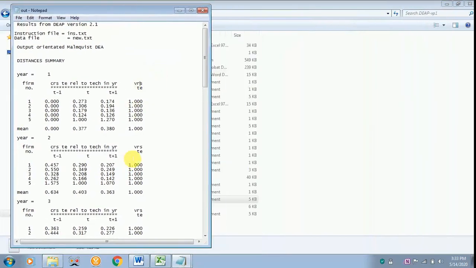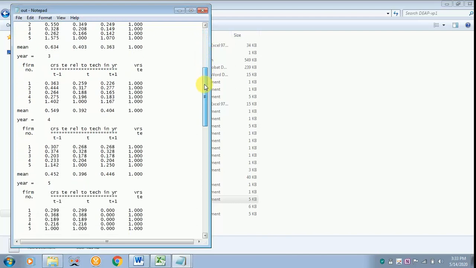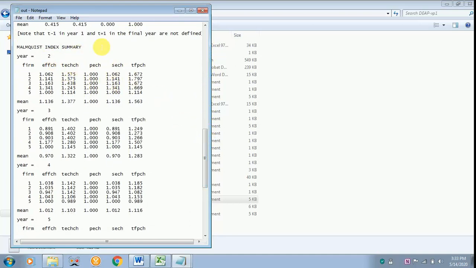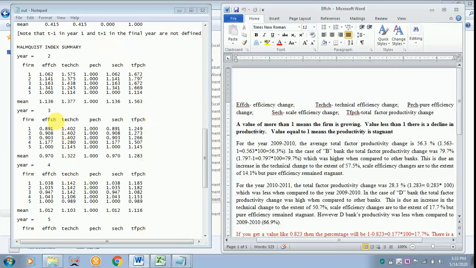Please note, we are not interested in this distance summary. We are going to start from the Malmquist index summary for year 2 compared with that of 1. Let's see how it has to be written. What is EFCH? Everything is written over here; you can just scroll down. Please understand, if a value is more than 1, it means that particular bank is growing. If it is less than 1, the productivity is declining. If it is equal to 1, the productivity is stagnant.